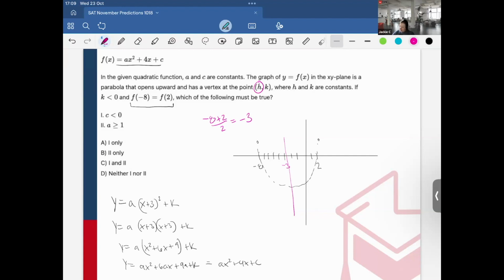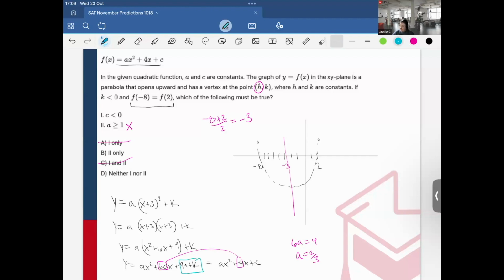Okay, so I can see 6a would correlate to the b value. So I know 6a is equal to 4. Therefore, a is equal to 2/3. So a is greater than or equal to 1, not true. Discard any answer that contains 1.